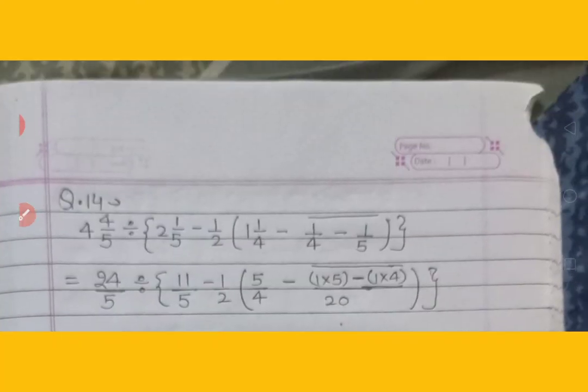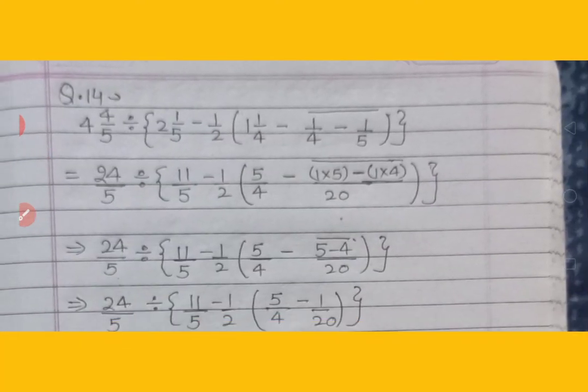Next question, next and last question of this exercise, and the rest of the questions you will solve by yourself. 4 by 5 divided by, in medium bracket, 2 1 by 5 minus 1 by 2, in small bracket, 1 by 4 minus 1 upon 4 minus 1 upon 5 will be in bar bracket, and then the small bracket will close, and then the medium bracket will close. So firstly we have to solve inside of the bar bracket.